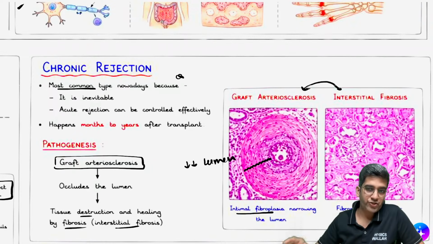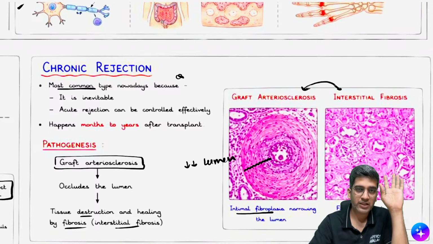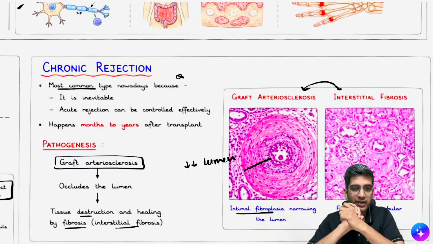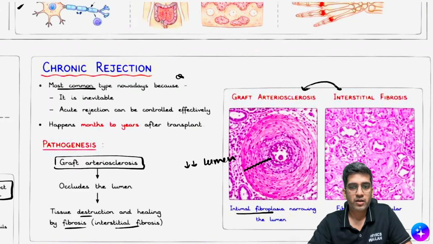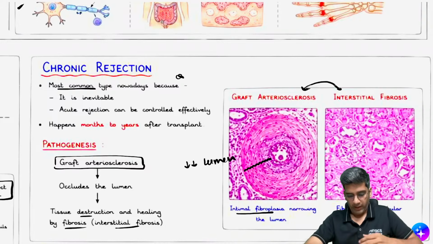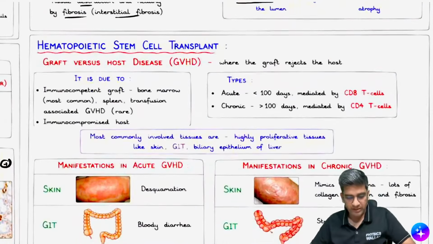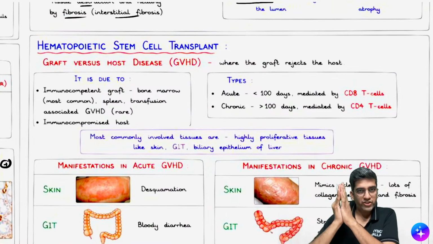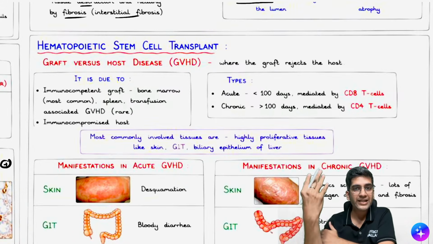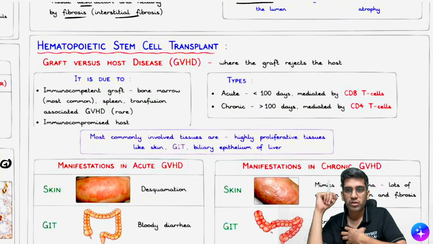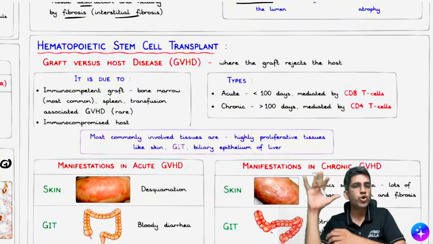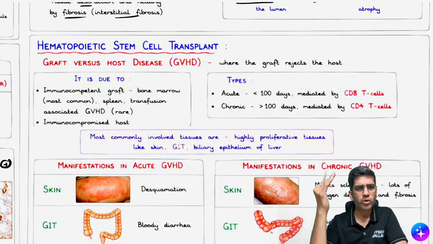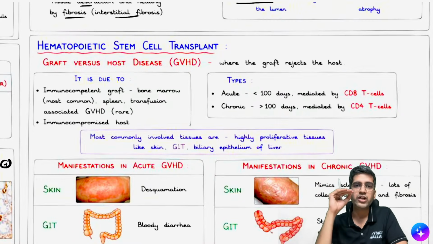Next, about GVHD. GVHD alone can come as a 5 mark, or it can be combined with this. So in hematopoietic stem cell transplant, GVHD, the most important prerequisite in graft versus host disease is that the graft should be immunocompetent and the host should be immunosuppressed. This is very, very important for a GVHD to happen.